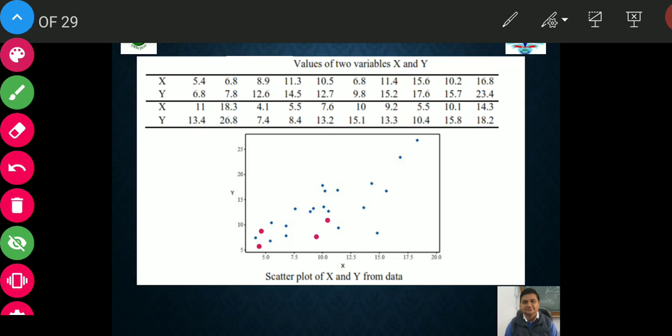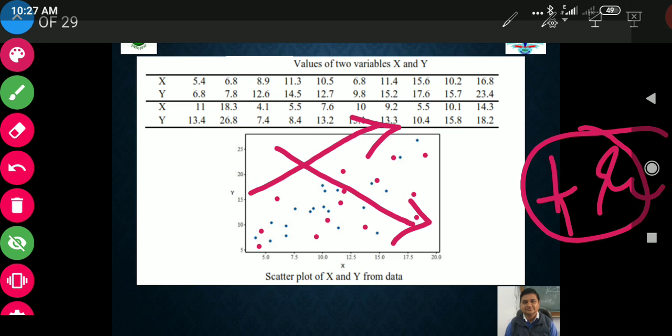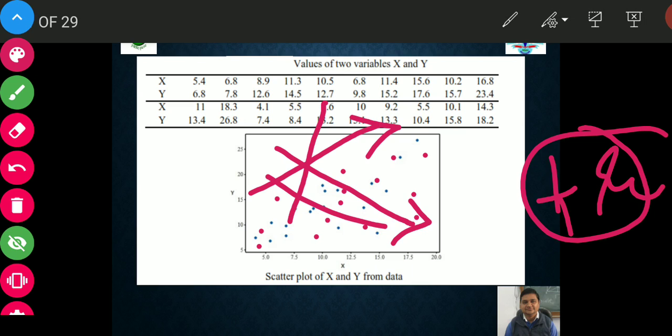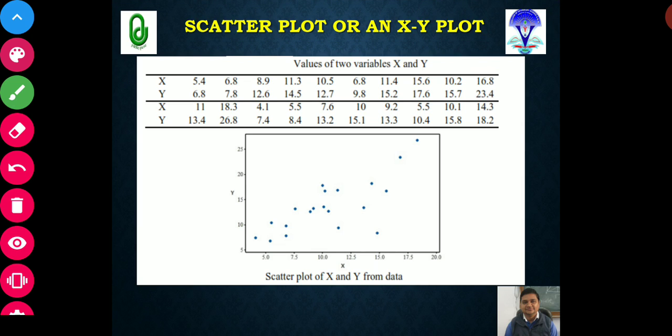Similarly these points will be marked, and we will not attach them with a line, but we will see the direction of these points. If the direction of the points is upward, that means it has a positive relationship. Or if the direction is downward, that means x and y are both moving in the same direction, then also it has a positive relationship. But suppose the x-axis is moving upward and the y-axis is moving downward, then it has a negative relationship. So this is the use of the scatter plot or XY plot.